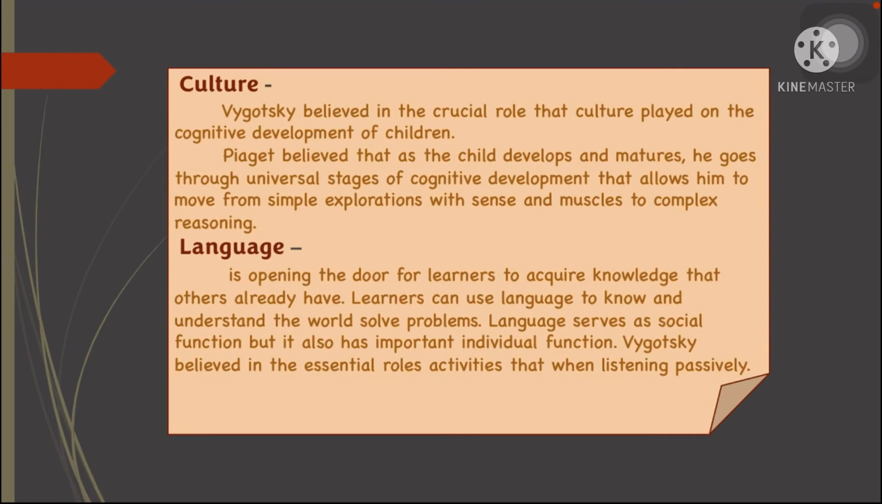Culture. Vygotsky believed in the crucial role that culture played on the cognitive development of children, while Piaget believed that as the child develops and matures, he goes through universal stages of cognitive development that allow him to move from simple exploration with senses and muscles to complex reasoning.